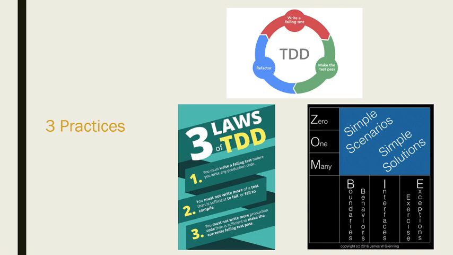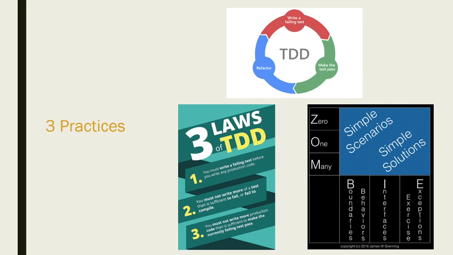So this is ZOMBIES, and this is a heuristic for figuring out what the next test is you should be writing. This is a common question that I get when I'm working with developers. How do I know what the next test is I should write? And you can use this ZOMBIES heuristic to try to sleuth that out.